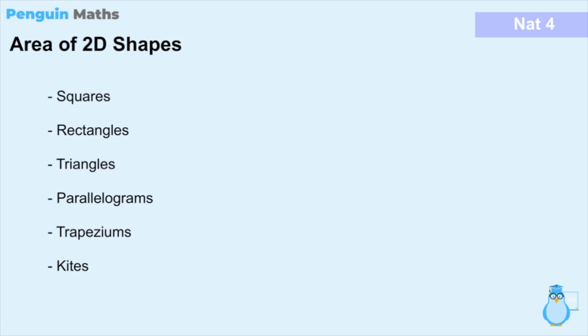Hi everyone and welcome back to another National 4 Maths lesson, where today we'll be going over the area of 2D shapes and how we go about calculating the area of various shapes. We'll be looking at how to calculate the area of squares, rectangles, triangles, parallelograms, trapeziums and kites. If you're unfamiliar with any of these shapes, you can check out the previous lesson where we discussed each of these in detail and the angles within them.